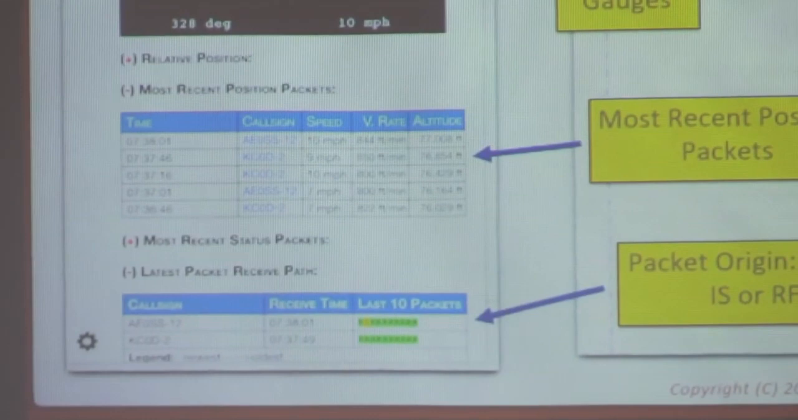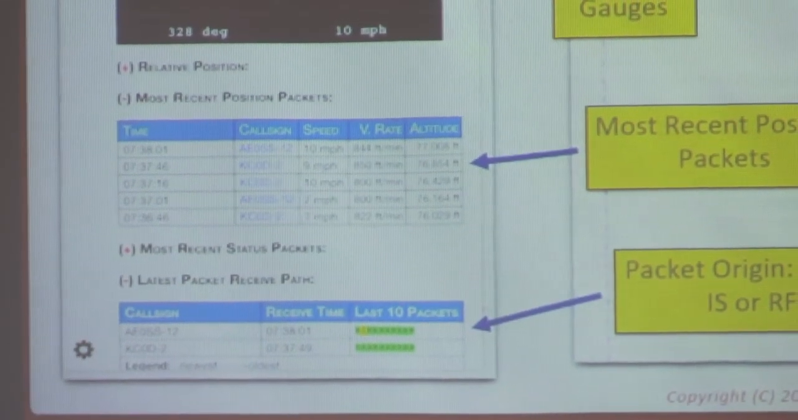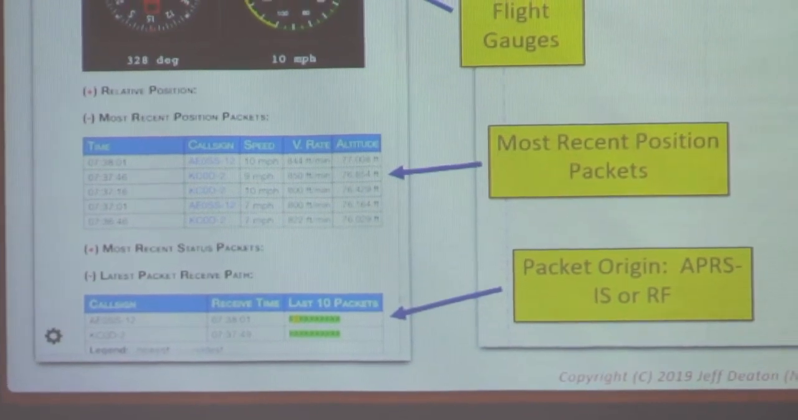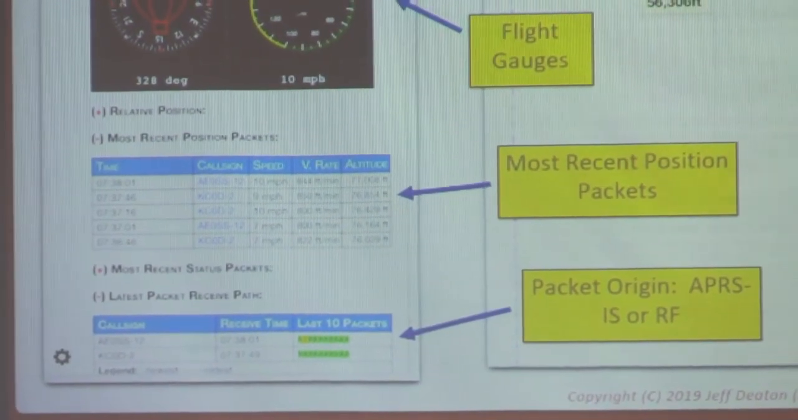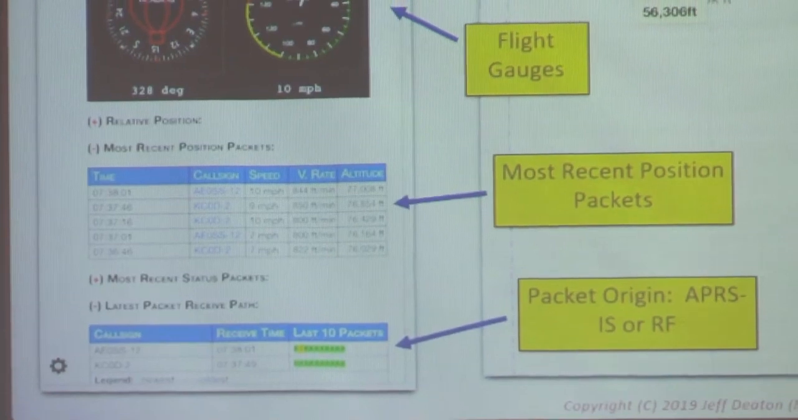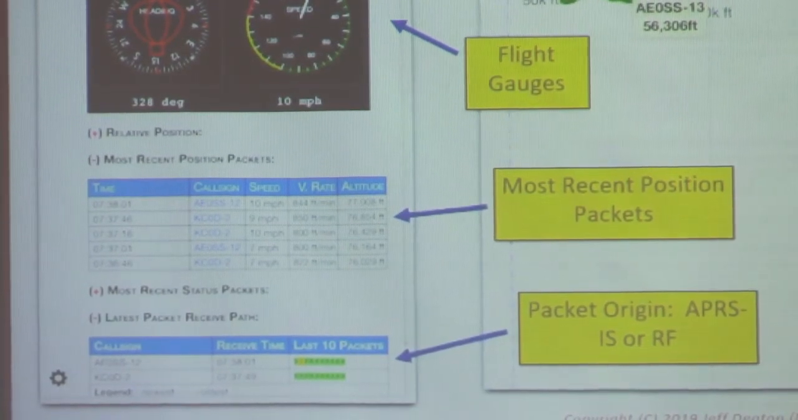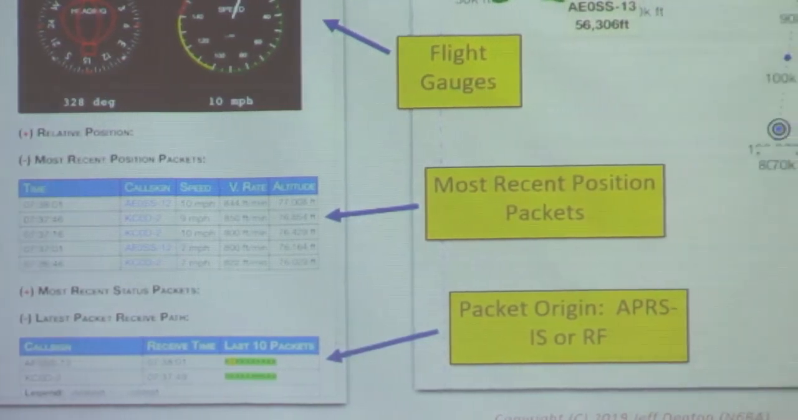And you can take a quick glance at the last 10 packets. Where did they come from? Did they come from the internet? Because maybe you had your phone hotspot plugged into the device and it's connected to the internet. Or did they come over RF and over your little SDR stick or your rooftop antenna or housetop antenna?